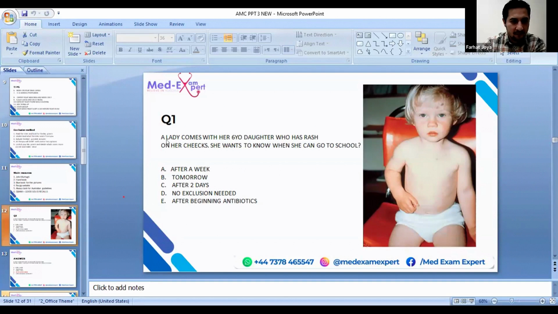For example, you have a lady who comes with her 6-year-old daughter who has a rash on her cheeks. She wants to know when she can go to school. So: after 1 week, tomorrow, after 2 days, no exclusion needed, or after beginning the antibiotics. Let's see.